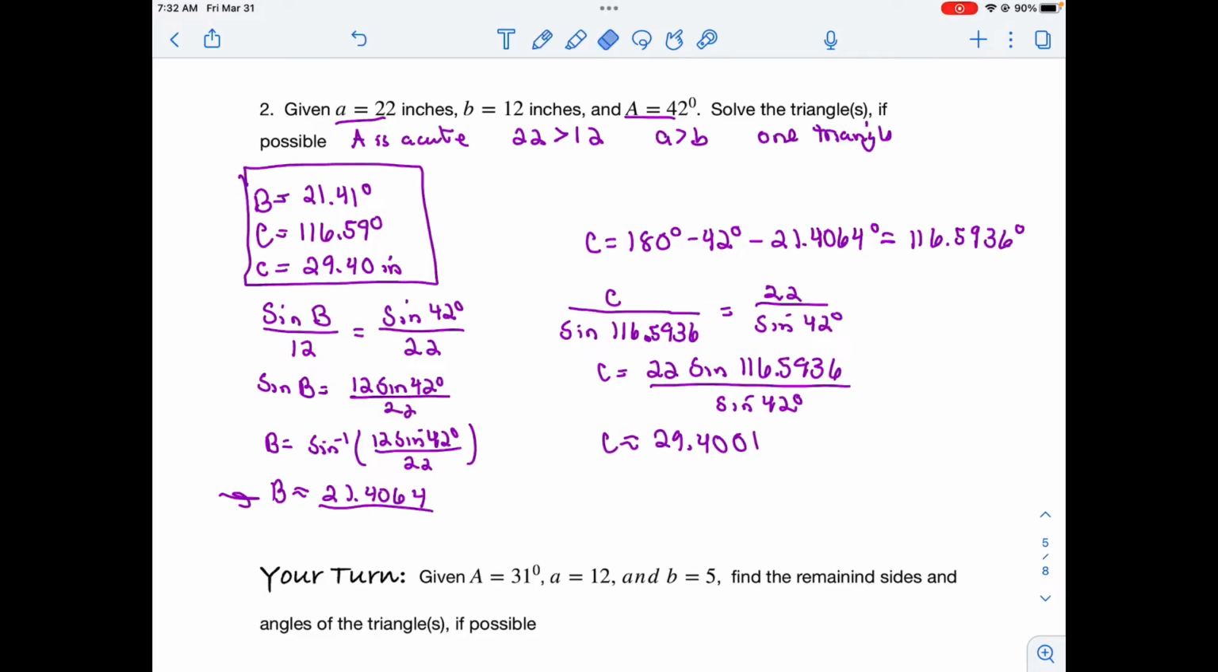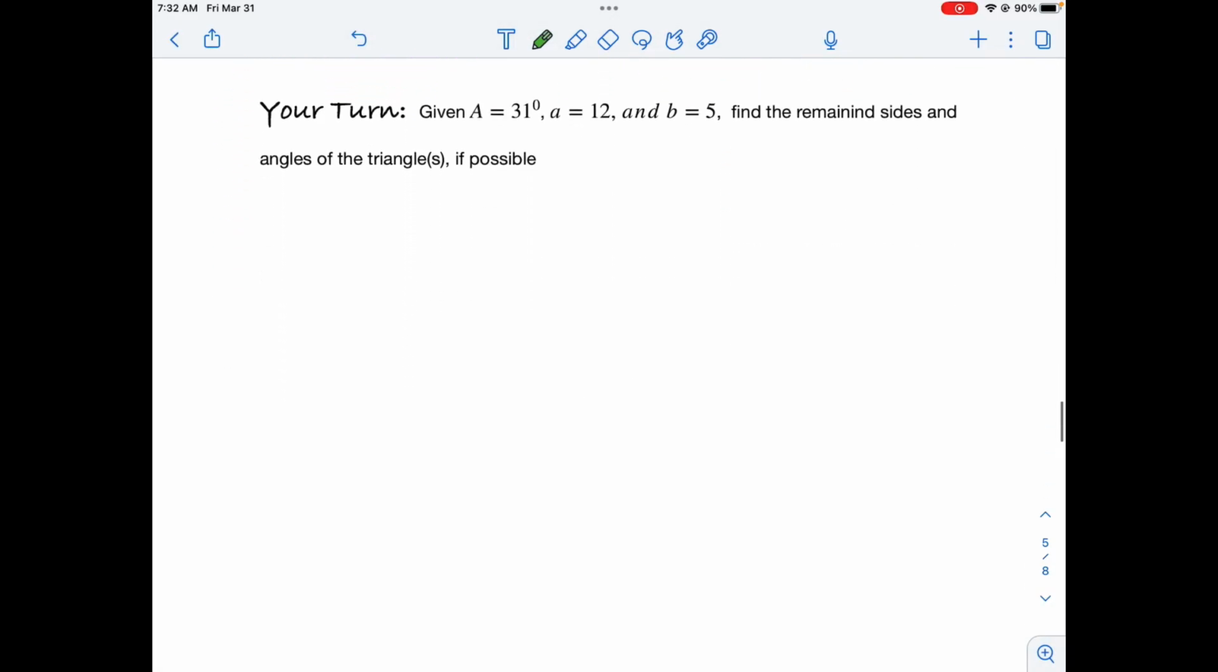So the most important thing with this case of SSA is that we're going to have to use our rounded values in our calculations. So let's try this one. All right, so angle A is an acute angle. So the angle given is acute, so I have to check. I could have all 3 possibilities occurring. The side opposite my given angle is greater than the side adjacent to my angle. So that means I have one triangle.